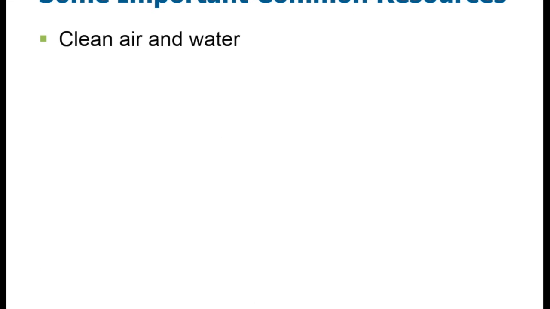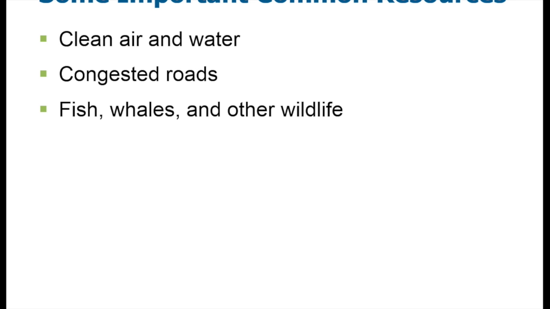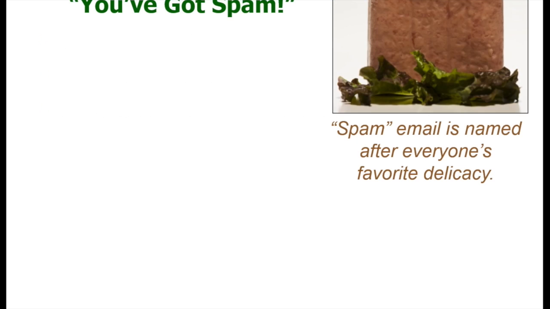Okay, so here's some things that we classify as common resources that are really important. Clean air and water, congested roads, fish, whales, and other wildlife. Common resource economics deals in a large amount with both the environment and especially fishing, because there's no way to exclude people from the ocean, so people are ending up overfishing all of these species of fish.